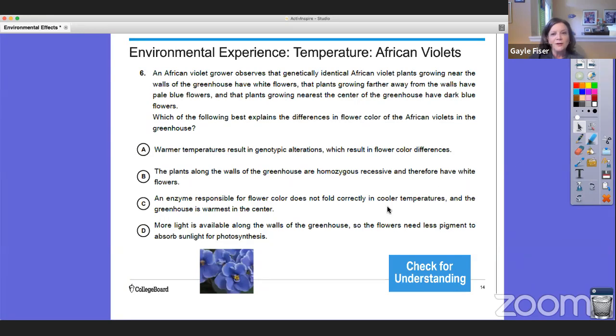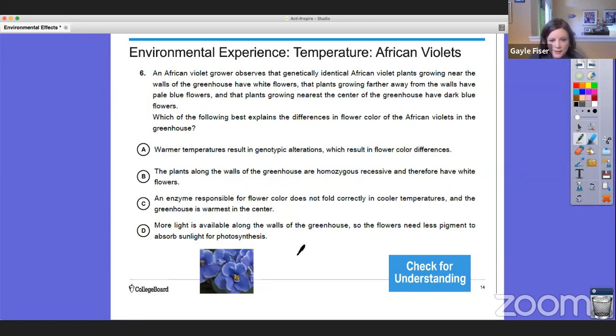All right, another, well, I think it's our first temperature one. Environmental experience temperature, we have African violets in the form of a question. All right, so an African violet grower observes that genetically identical African violet plants grow near the walls of the greenhouse that have white flowers.